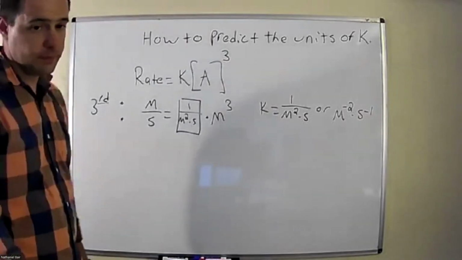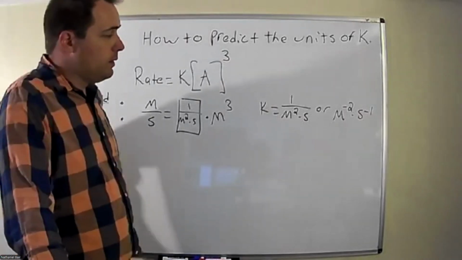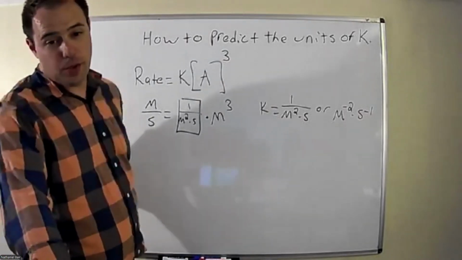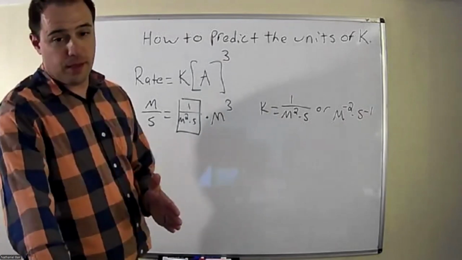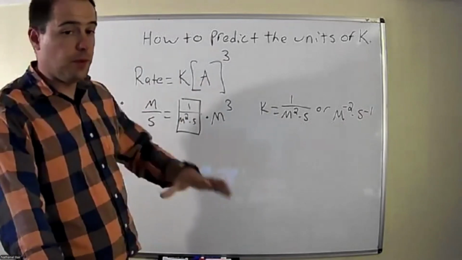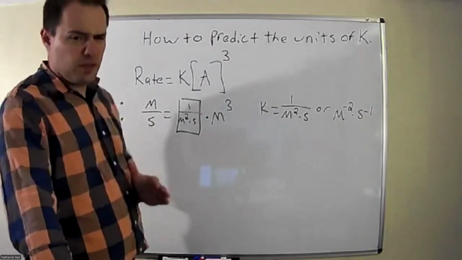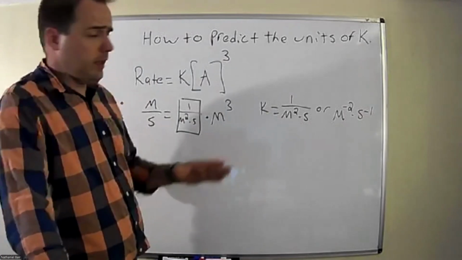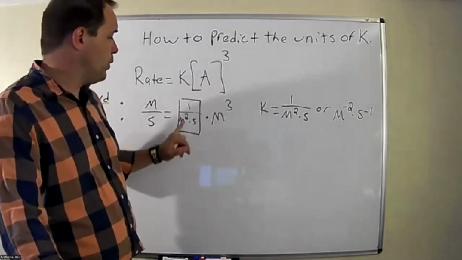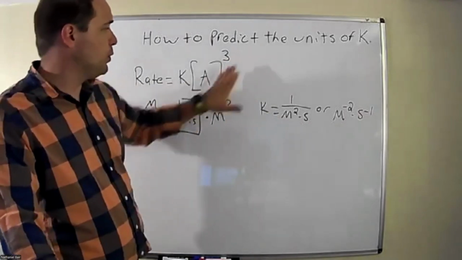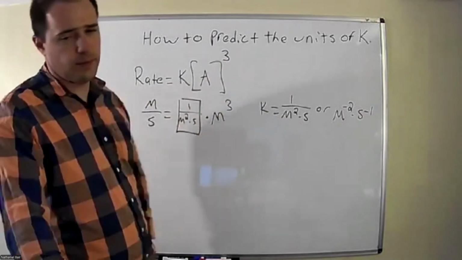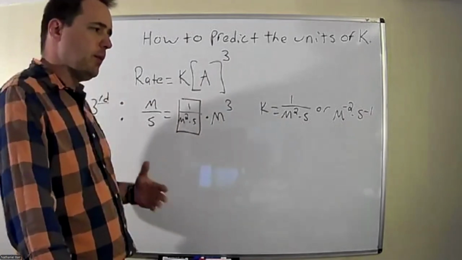And that's what we got. We got molar to the negative second times seconds to the negative first, if you actually pay attention to units and keep them going throughout. You can start to see a pattern here. Fourth order overall would be 1 over molar cubed times seconds. Fifth order would be 1 over molar to the fourth times seconds in the denominator. It starts to be a pattern.